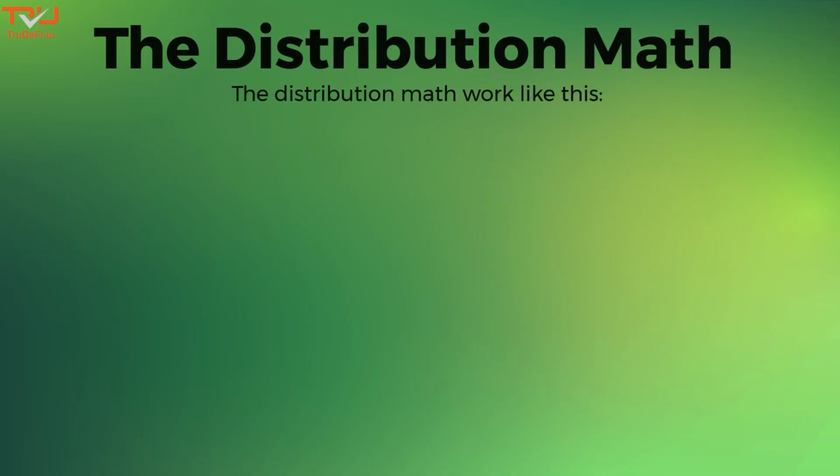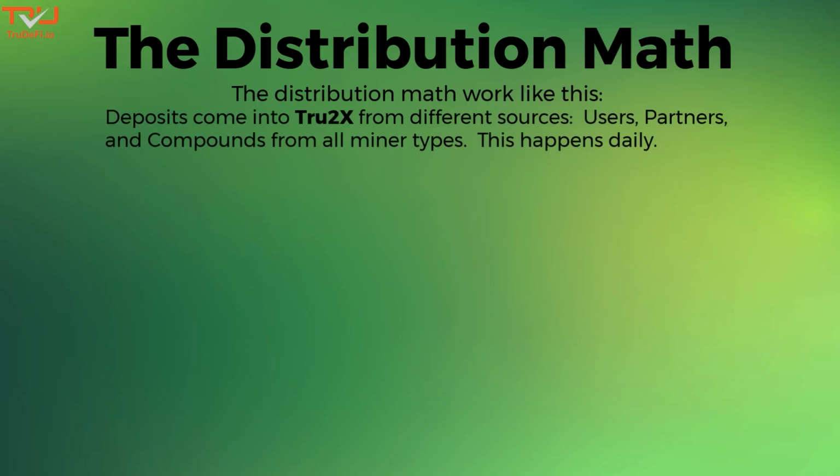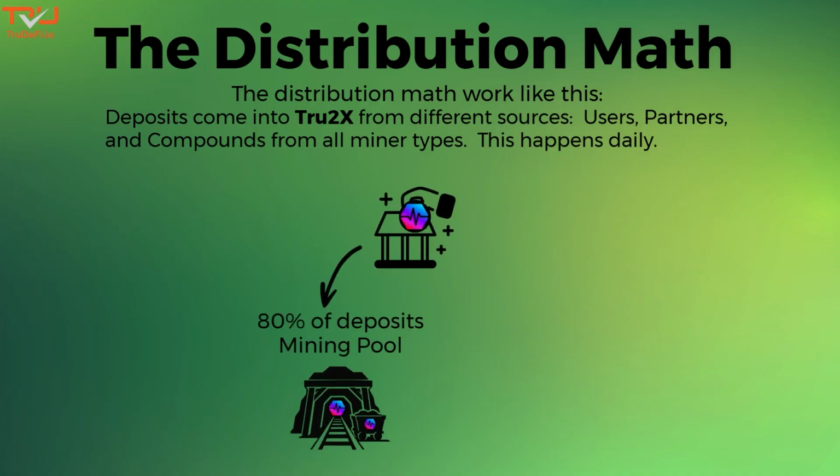The distribution math works like this. Deposits come into Tru2X from different sources: users, partners, and compounds from all miner types, and this happens daily. 80% of all deposits go into the mining pool. This feeds the miners who mine the pulse in the mining pool daily.